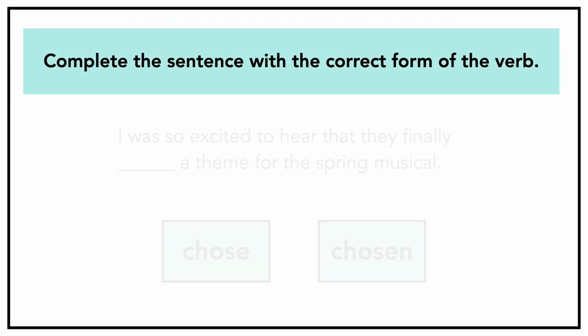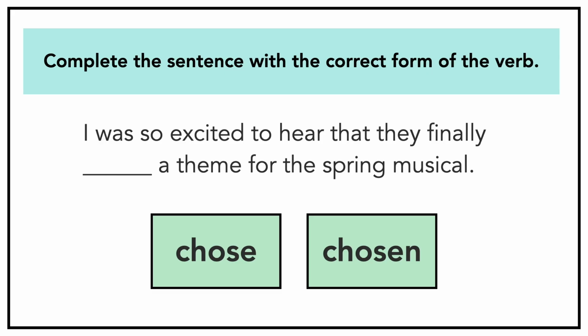Okay, now it's time to work with some examples and practice choosing between the past tense and the past participle. In this first example, we need to complete the sentence with the correct form of the irregular verb to choose. I was so excited to hear that they finally chose a theme or chosen a theme for the spring musical.